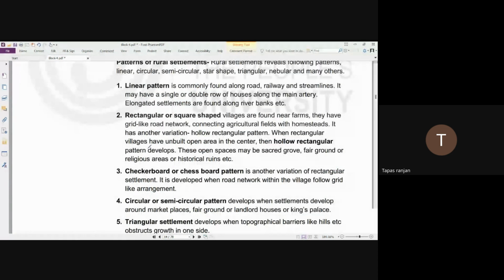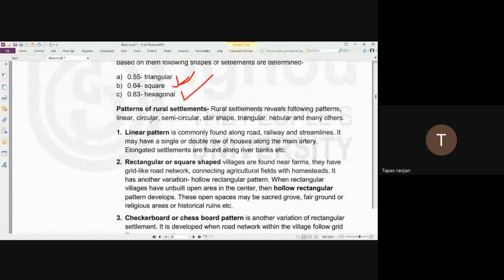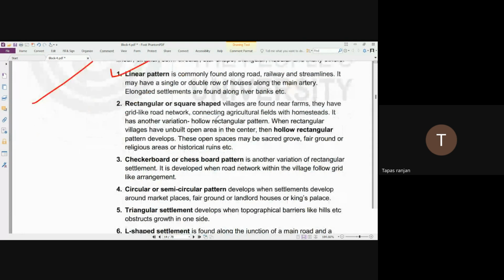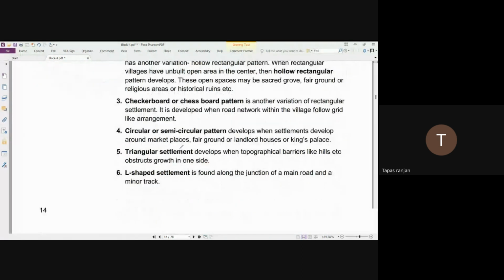So what are the different patterns of rural settlement? I think we have already discussed different types of rural settlement based on shape. So these are linear patterns, which are basically very straight, and those are found alongside roadways or even rivers. Then rectangular shape or square shaped. We can go through this.